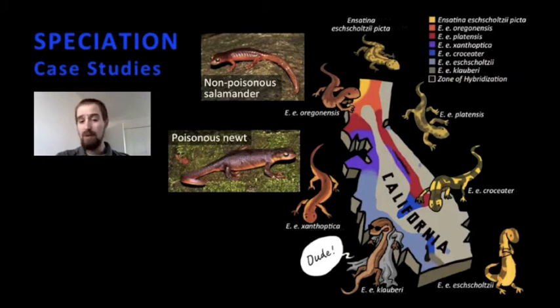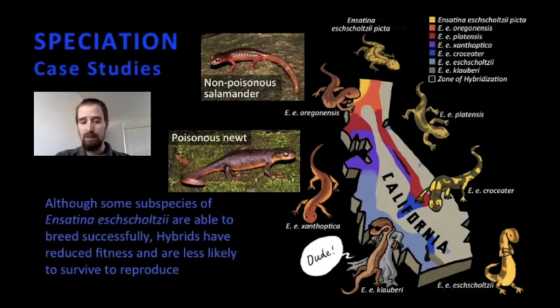However, even though hybridization between coastal salamanders and those living in the Sierra Nevadas is possible in a few places, and even though these subspecies are able to produce viable offspring, the offspring have reduced fitness compared to their parents, because they are not very well camouflaged and they don't look very much like the poisonous species of newt. So these hybrid offspring are far less likely to survive to produce offspring themselves.